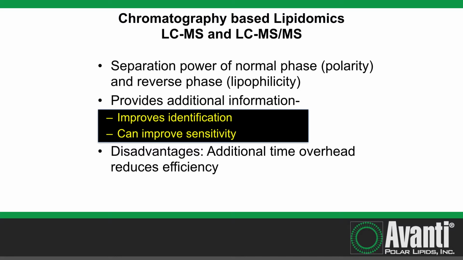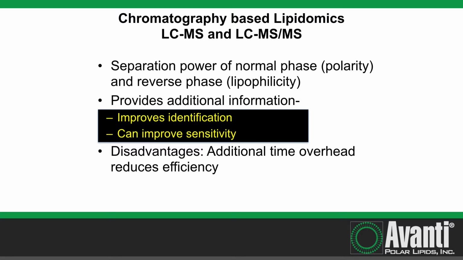This is an important feature, as you'll see in my next topic, is that identification of lipids can be a real problem, and this chromatographic step is really an important part of the identification process. It can also improve sensitivity because you're removing major lipids from some minor lipids, and so you can see them quite well. And what's the disadvantage of this technique?